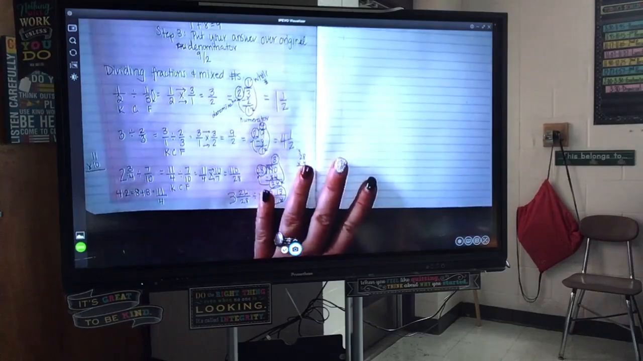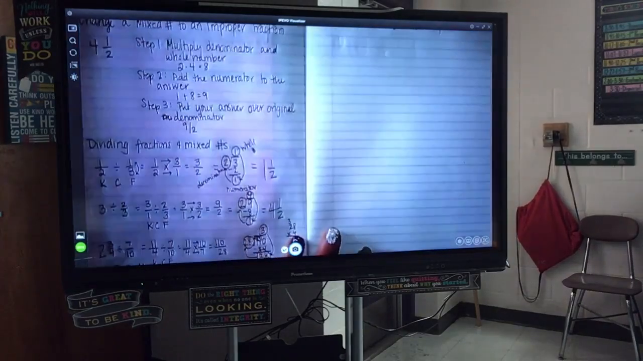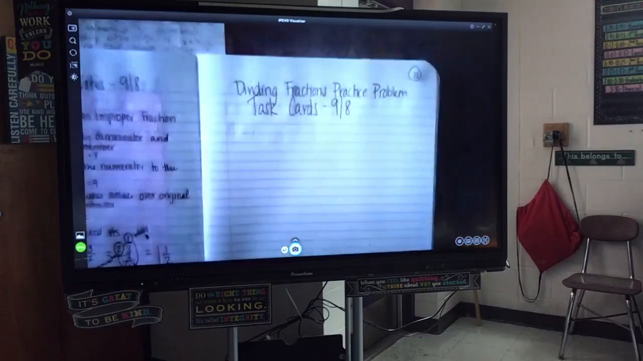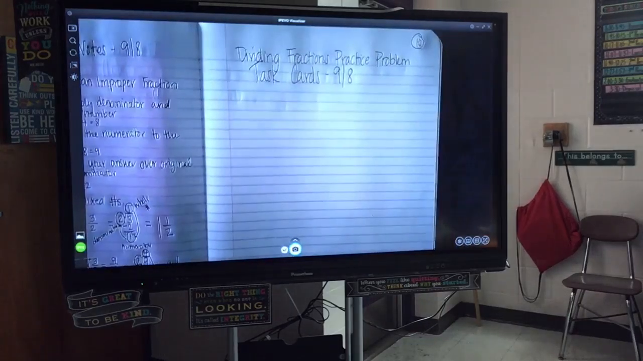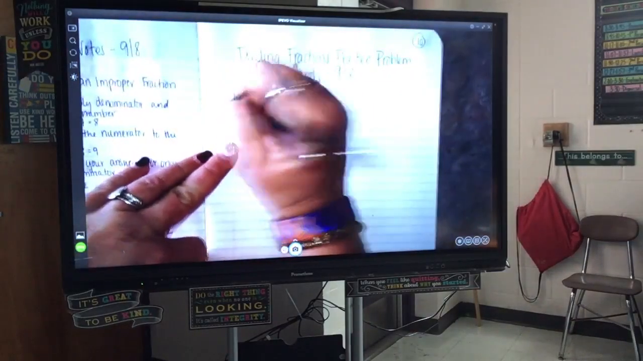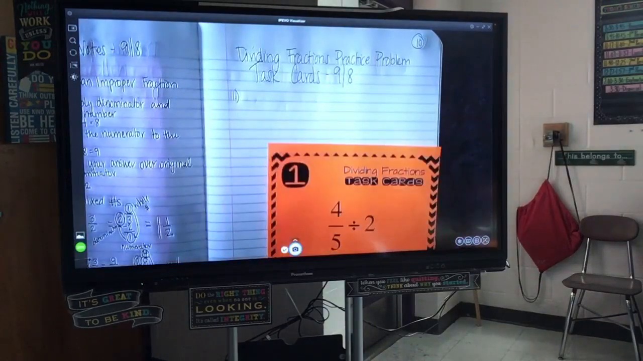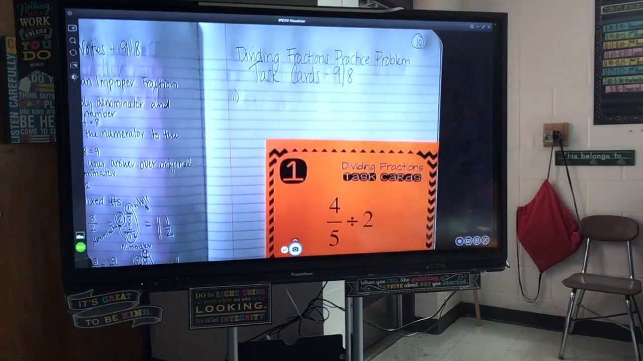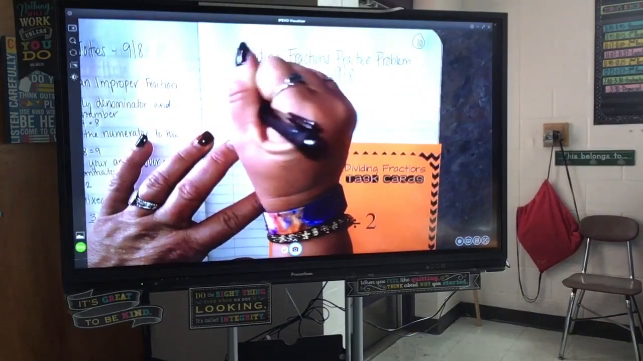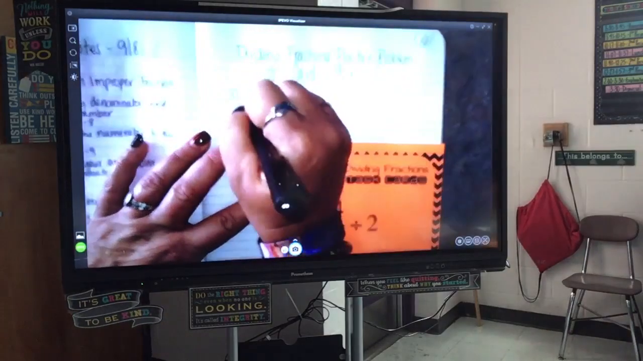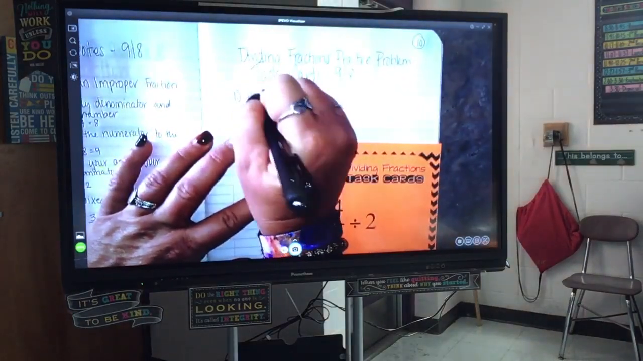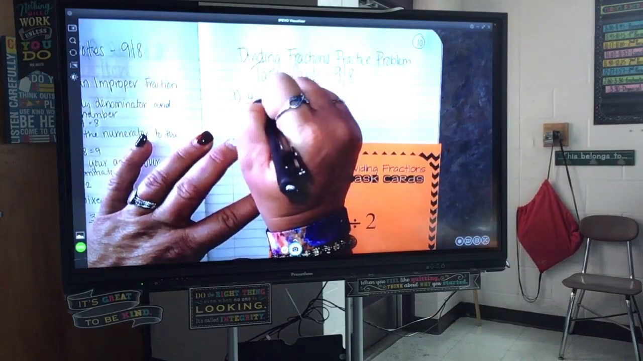Now, all of these are dividing fractions on the task cards. So everyone, we're going to do one together, just so you have an example, because even though I give examples, I feel like we still don't understand. All right, so number 1 says 4/5 divided by 2. All right? So 4/5 divided by 2.